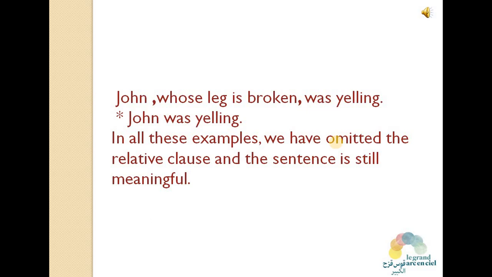John, whose leg is broken, was yelling. The fact that his leg is broken is extra information, so we can omit the relative clause and just say John was yelling, because we already know who John is. So in all these examples, we have omitted the relative clause and the sentences are still meaningful.